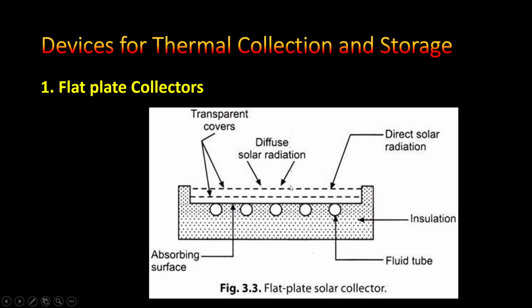And this whole setup has a transparent cover. This layer of transparent cover is there to reduce the re-radiation losses and the convection losses. And there is insulation provided at the backside of this absorber plate to reduce the losses due to conduction.